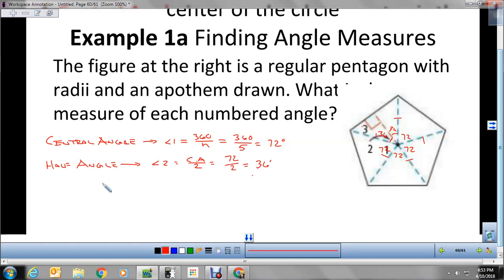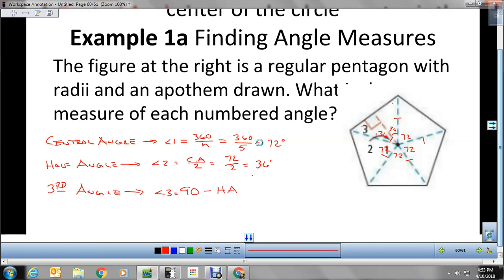So the last one is angle 3, and I call this just the third angle. Nothing fancy. So angle 3 is going to be found by just looking for this angle here. So we're going to take our 90-degree angle and we're going to subtract our half angle.